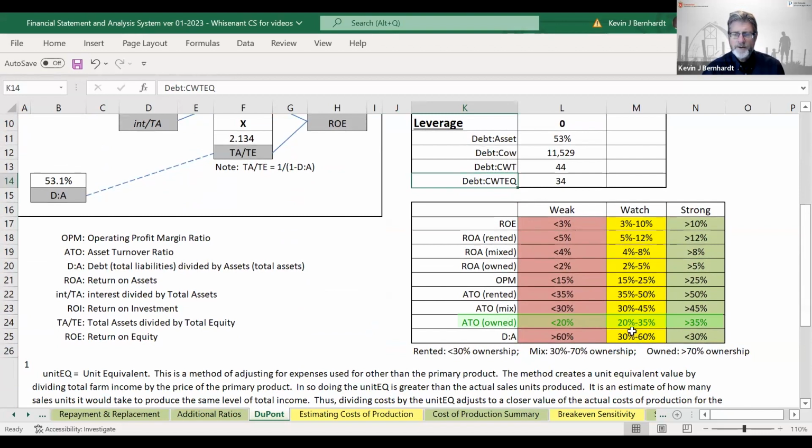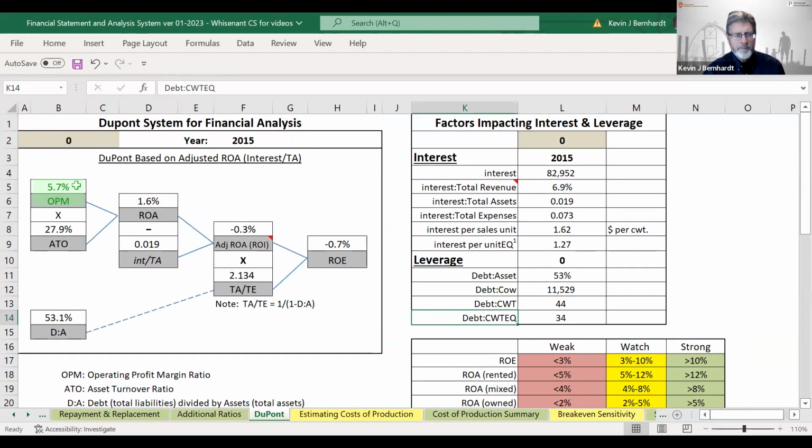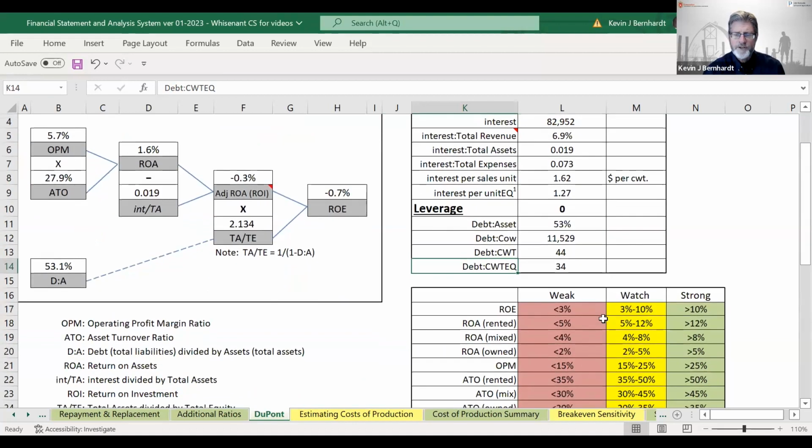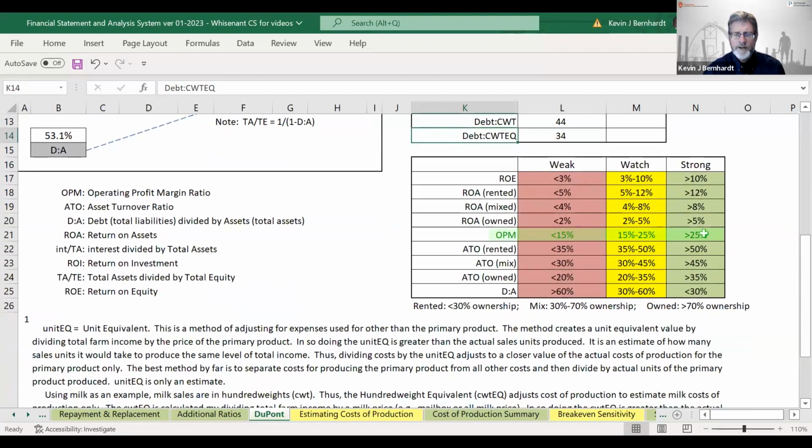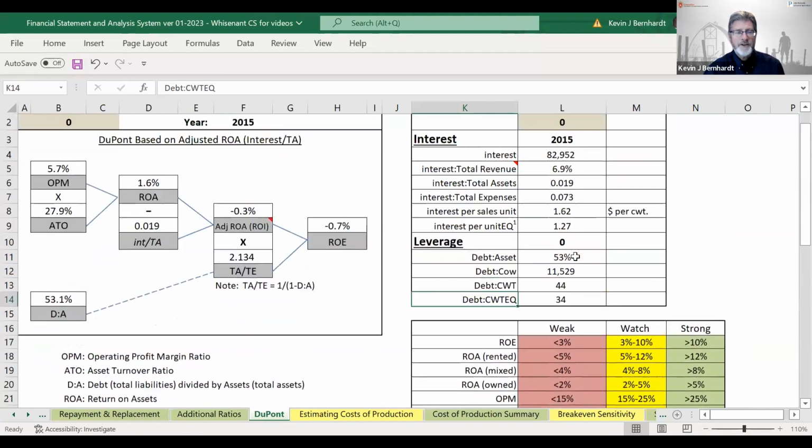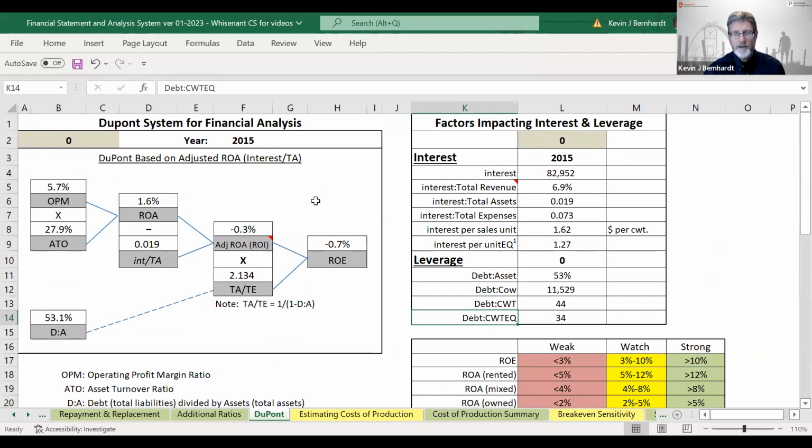Well, an asset turnover ratio of 28% puts us in about the middle of the yellow range for mostly where assets are mostly owned. Operating profit margin ratio, the efficiency ratio, is 5.7%. We look over here on the right, 5.7 is well into the red. So I think we've isolated the challenge. It's in the efficiency of our expenses.